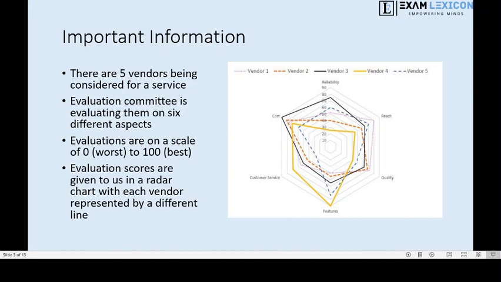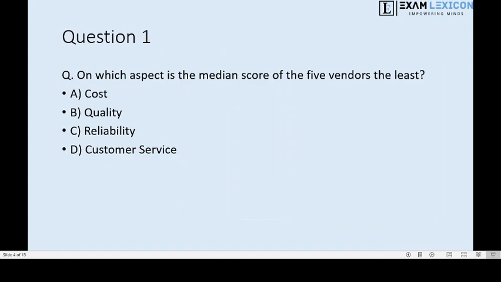Evaluations are given to us in a radar chart with each vendor represented by a different line. As we can see, just above the chart we have all the vendors, with vendor 1 being represented by a light blue dotted line, vendor 2 by a dashed orange line, vendor 3 by a black line, vendor 4 by a yellow line, and vendor 5 by a dark blue dashed line.